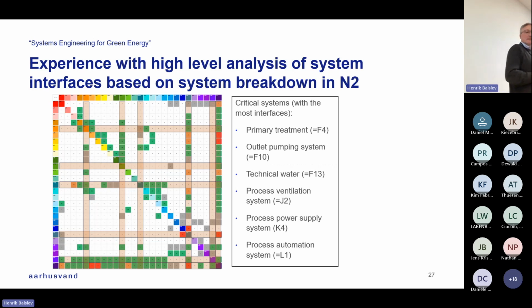And here you can actually see the systems which we think are the most critical systems, the systems with the most interfaces. And it might not be so strange, because it's some of the more infrastructural systems, like the technical water, like the power supply, like the process automation system. Of course, it has a lot of interfaces with all the other systems.